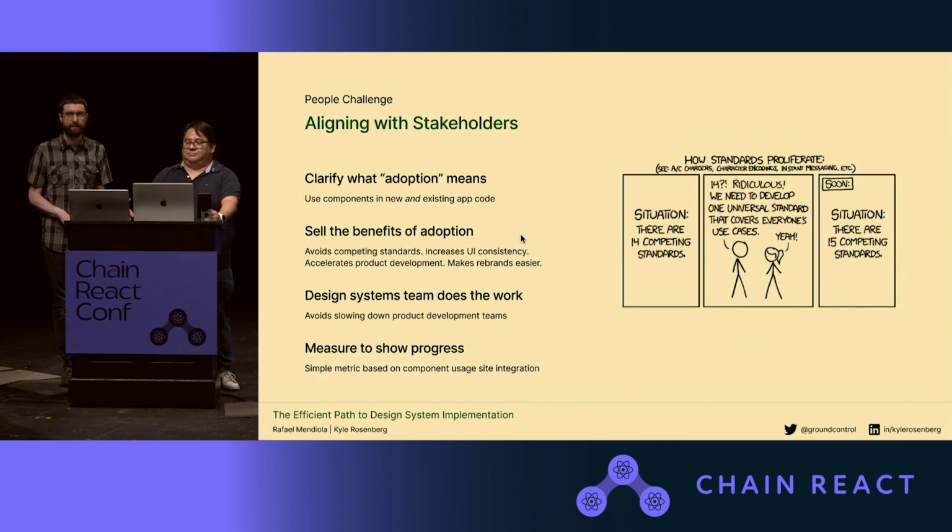So a fully adopted system, we told them, would lead to improvements in UI consistency across the whole app. It would reduce cognitive complexity and decision fatigue for developers, which could speed up product development. That next rebrand, which had been in the works for 2024, would be a much less complex effort.